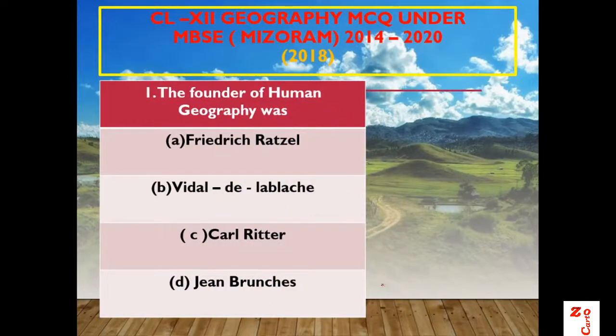The founder of human geography was A. Friedrich Ratzel, B. Vidal de la Blache, C. Carl Ritter, D. Jean Brunhes. B. Vidal de la Blache.